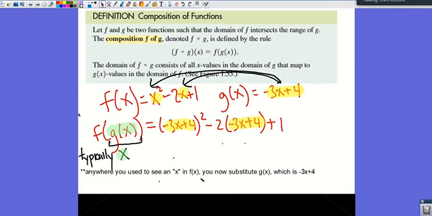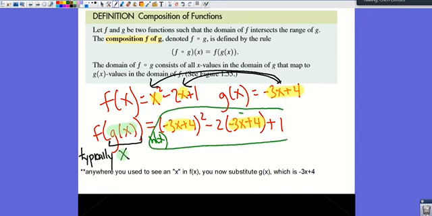I'm going to do this in green. Let's say that they start by giving you this. Let's say they give you an equation that looks like this, they call this h of x. And they're basically asking for f of x and g of x.